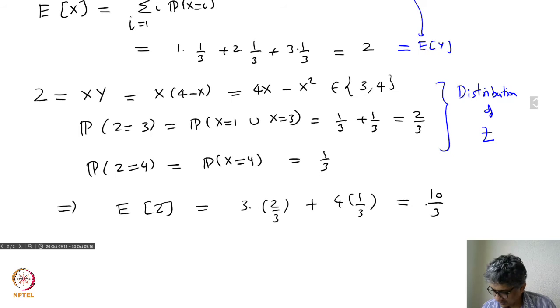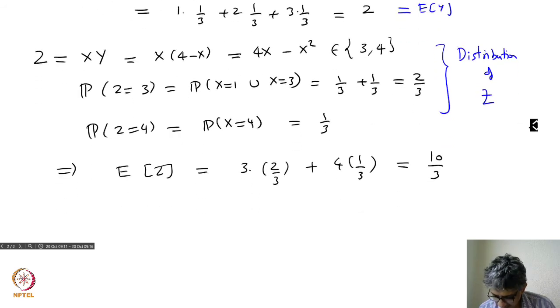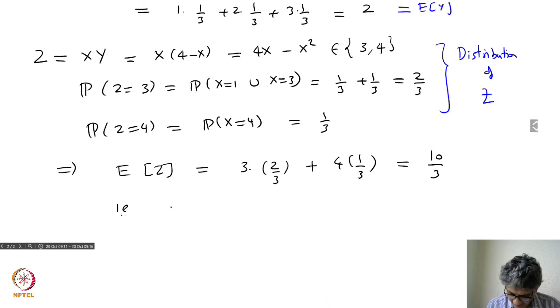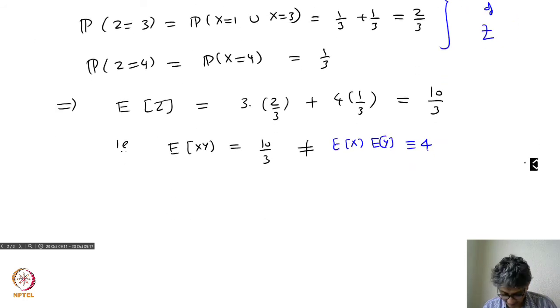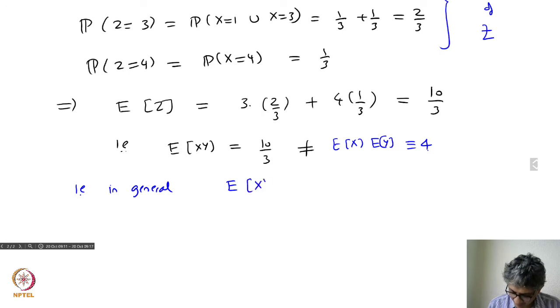Okay. So now you observe two things. What you have shown is that E of XY, which is E of Z, is 10/3. And that's not the same as E of X times E of Y, because that was both 2. So that means the expectation doesn't generalize over products in general. It's a very common mistake people make in the beginning of probability, that the expectation doesn't automatically go across as a product.